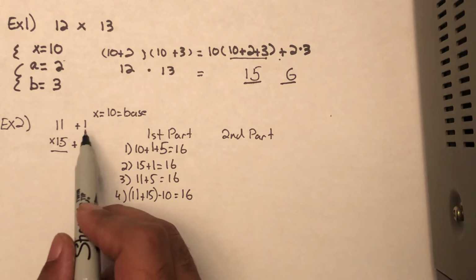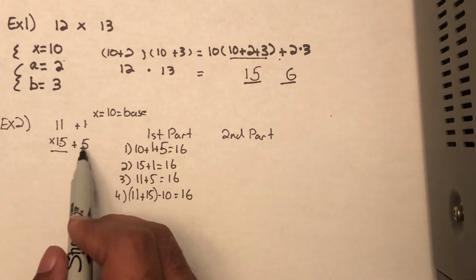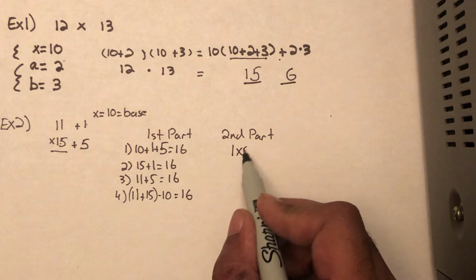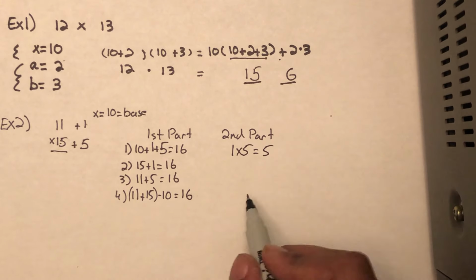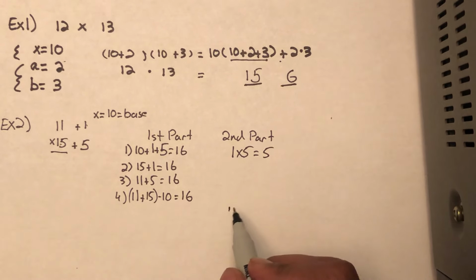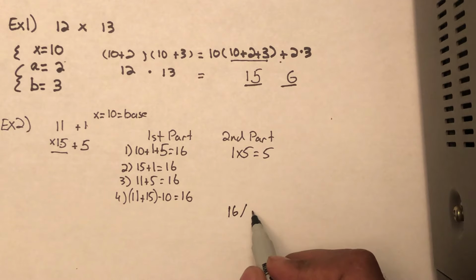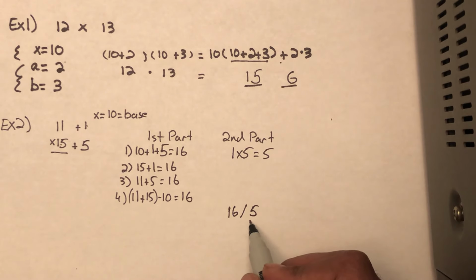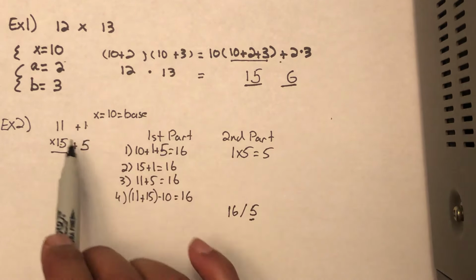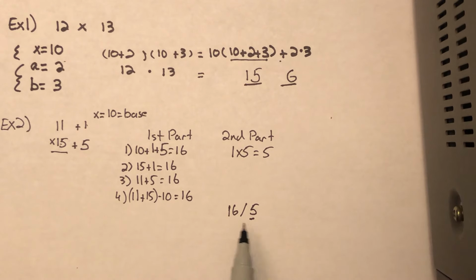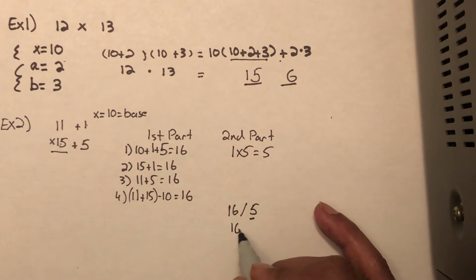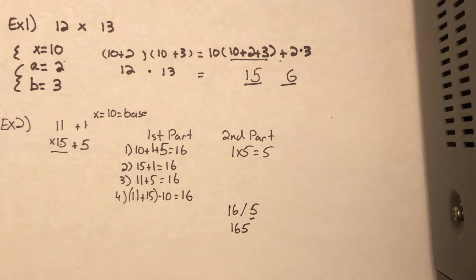And the second part is just the product of the excesses. So 1 times 5 is just 5. Either way, the first part has to be 16 and the next part has to be 5. We can only have 1 digit here because the base is 10, with 1 zero. And there's nothing to carry here, so my answer is 165. Okay, let's go on to some more examples.